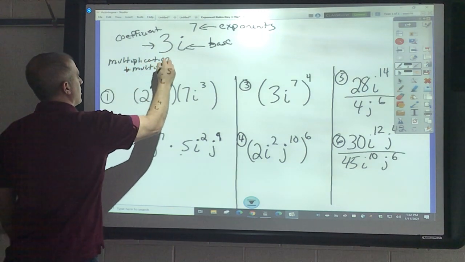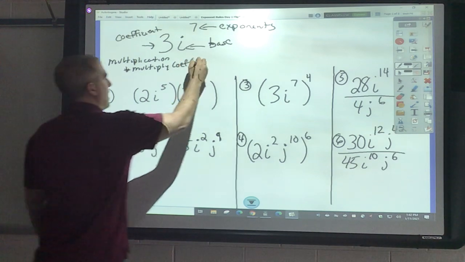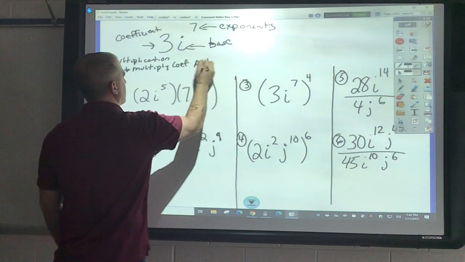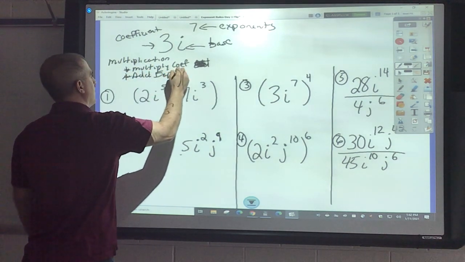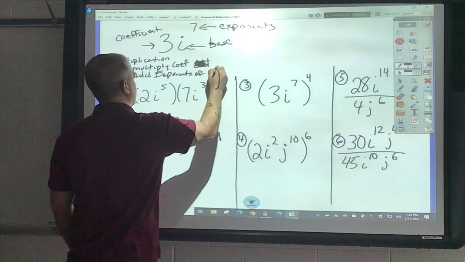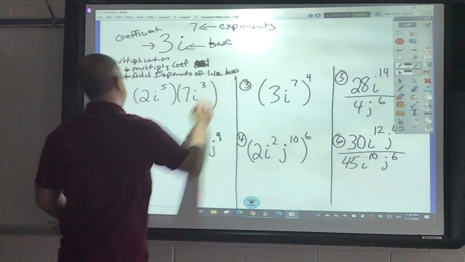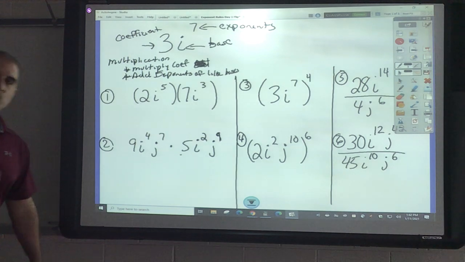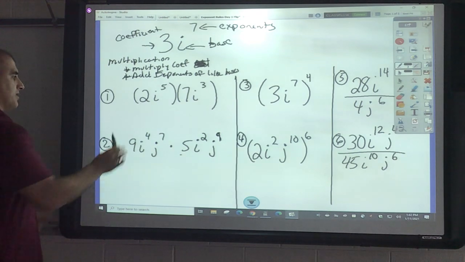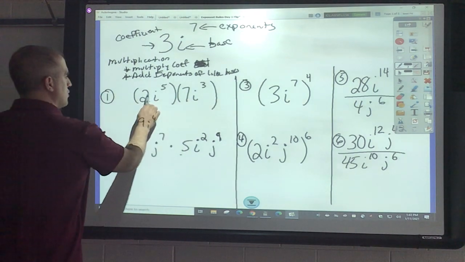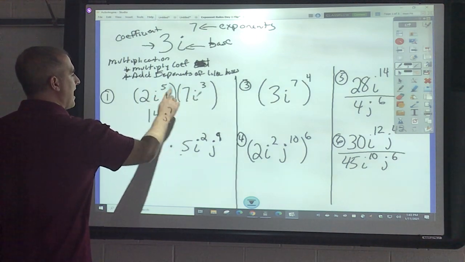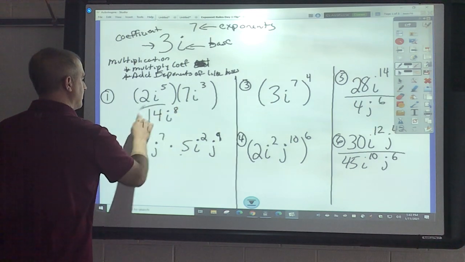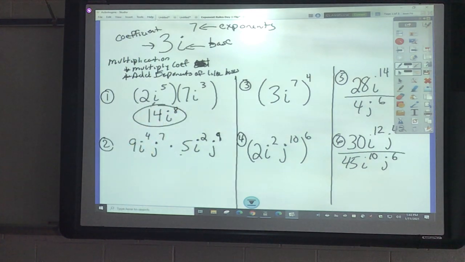Multiply coefficients, add exponents of like bases. So first rule, multiplication rule. You multiply the coefficients, add the exponents of like bases. So I'll just do one example of this. 2 times 7 would be 14. Since these both are i's, 5 plus 3 would be 8. So that's the multiplication rule.